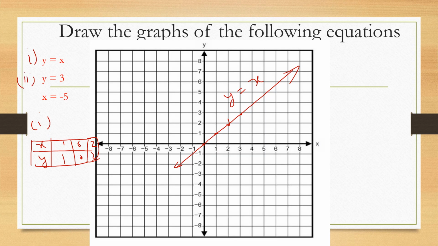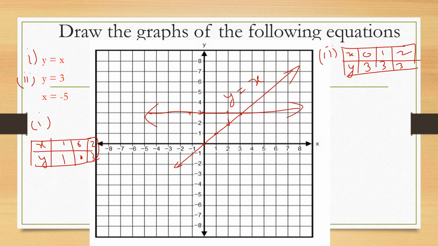Check for the second part. I'm drawing a table for the second part here. y equals 3. There is no value of x, so it is totally independent of x. Whatever value you put for x, the value of y is always 3 because it is fixed. If you mark all these points on the graph, 0, 3, 1, 3, 2, 3, and minus 1, 3, what you can observe is that y equals 3 is a line parallel to the x-axis.